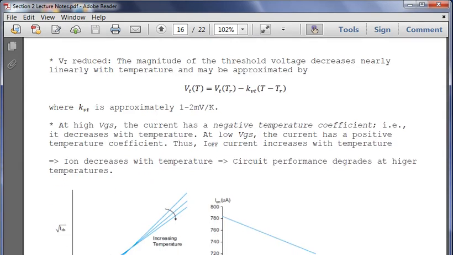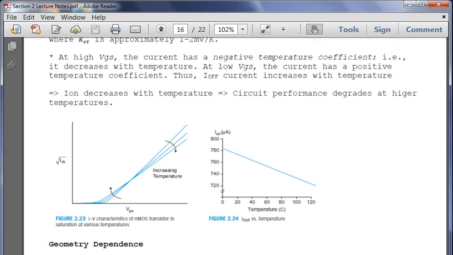At high gate source voltage, the current has a negative temperature coefficient, meaning that it decreases with temperature. At low gate source voltage, the current has a positive temperature coefficient, and therefore the off current increases with temperature as well, which is one of the reasons why we have a very difficult time putting circuits on planets that have very, very high temperatures.